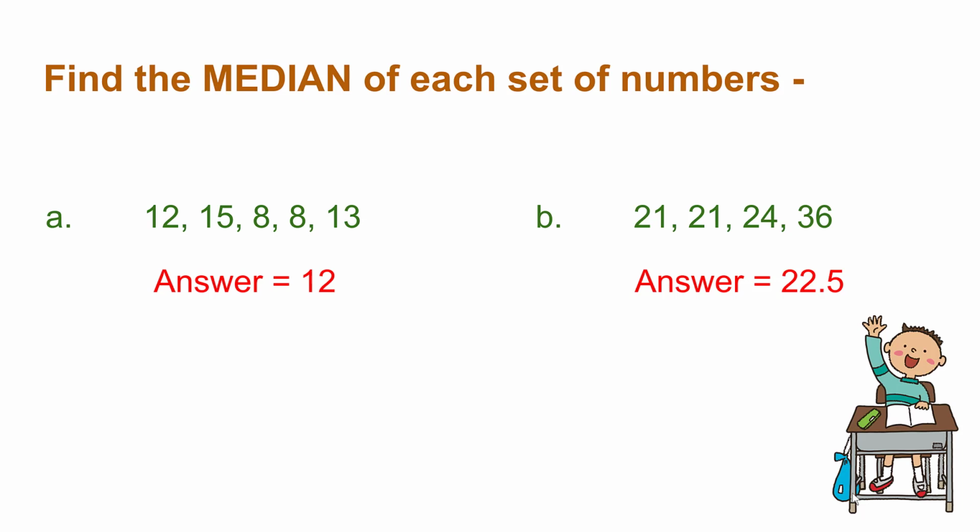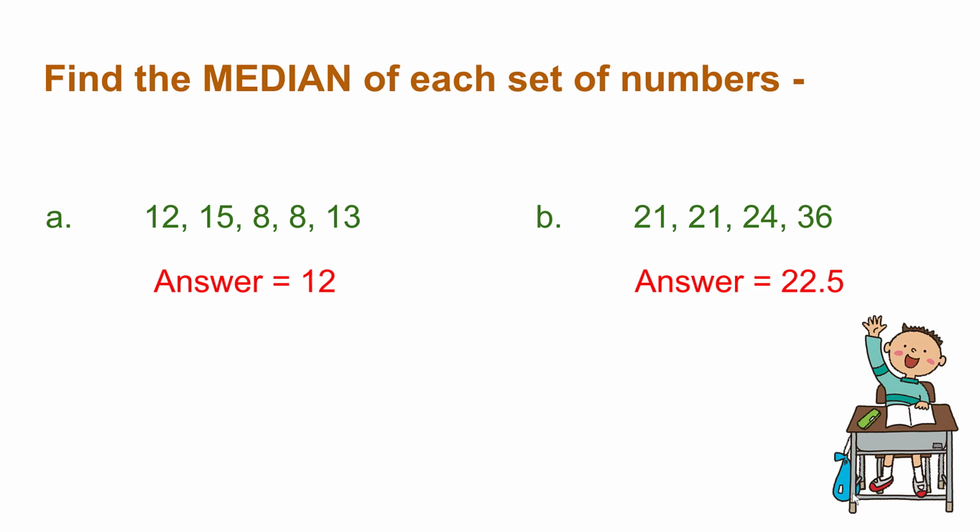This is incorrect. You must put the numbers in order from least to greatest or greatest to least and find the middle number. Over here, there's an odd set of numbers. So your median is going to be your third number. If we put them in order, it's going to be 8, 8, 12, 13, 15. The answer is 12, which is the median.